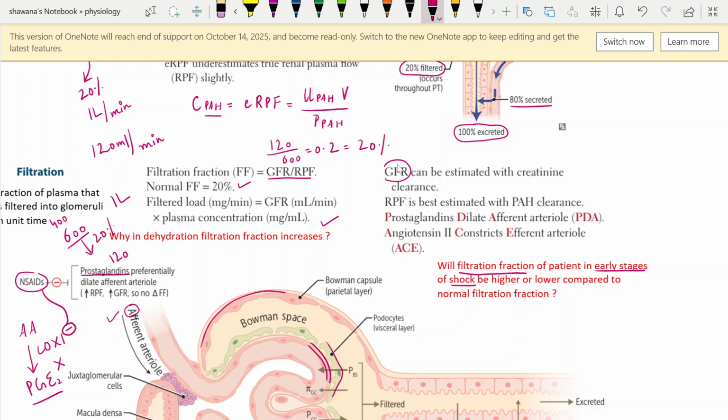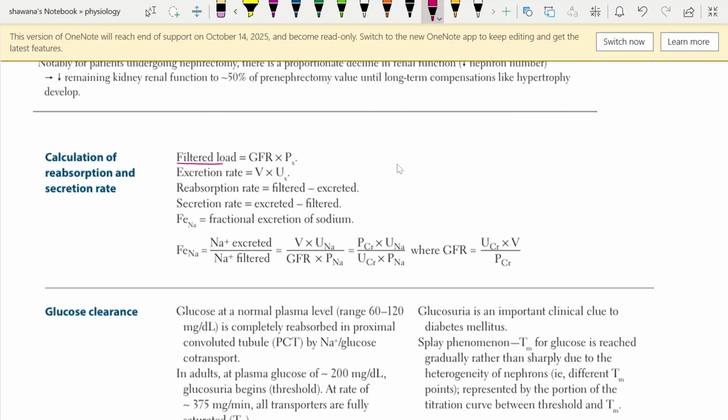What is the calculation for reabsorption and secretion rate? It's very simple. First of all, what is filtered load? Let's write here. Filtered load is equal to GFR multiplied by the plasma concentration of that substance. Filtered load of the substance X is equal to GFR multiplied by plasma concentration of that substance, and excretory load of the substance X is equal to urine flow rate multiplied by the urine concentration of that substance X.